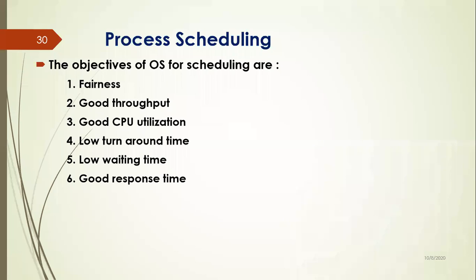Now, what is turnaround time, what is waiting time, and what is response time, we are going to learn that. Fairness means we have to apply the same rule or the same concept for the execution of each and every process. That is fairness. Good throughput means good output. Good CPU utilization means the CPU must be utilized in a proper way. That's why you prepare the process scheduling.